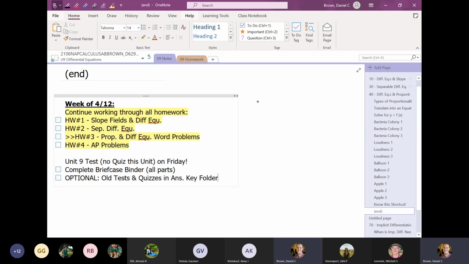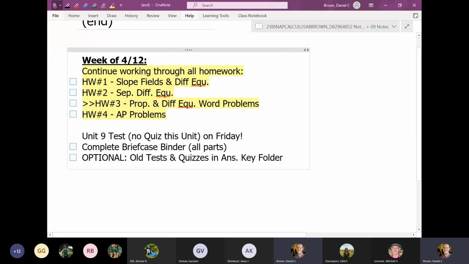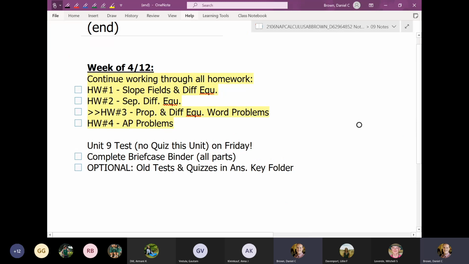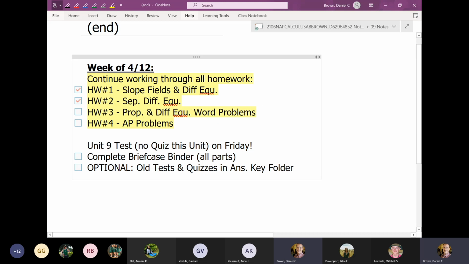Homework that you can be working on, pretty much I think is expected. Continue working on that homework. I think this unit, especially with a lot of the algebra practice, is important. Homeworks 1 and 2 should be pretty much done at this point. They were assigned before spring break. Homework 3 is the one that you can do now. It is going to be the one that has the word problems.